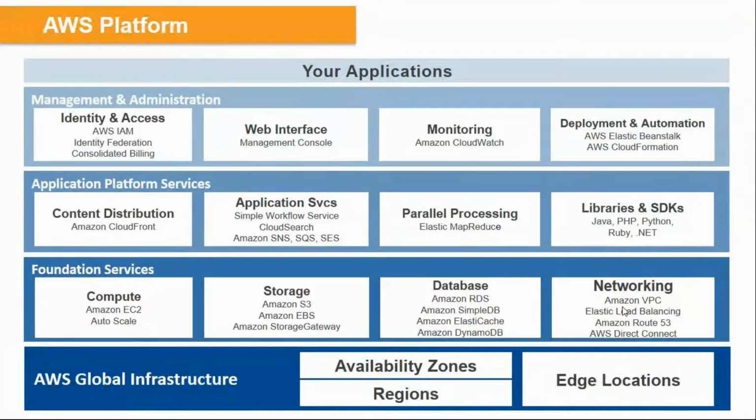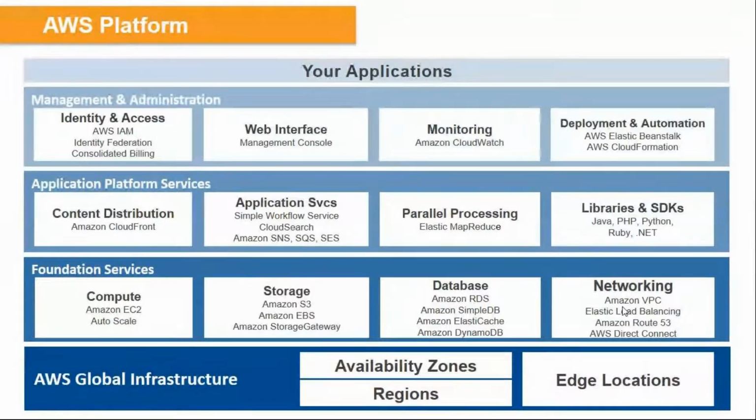Then there are database services: Amazon RDS, Amazon SimpleDB, Amazon ElastiCache, Amazon DynamoDB. Networking services are there like VPC and Elastic Load Balancer. VPC is for creating a private or public network in the cloud. Then Elastic Load Balancer is to manage the traffic between two instances. Then Route 53 is there, which provides a DNS service, and Direct Connect.